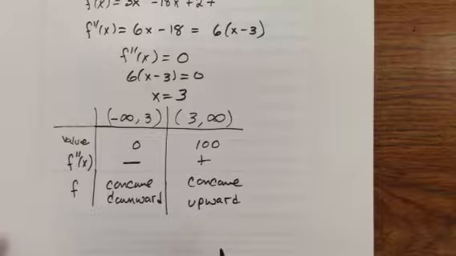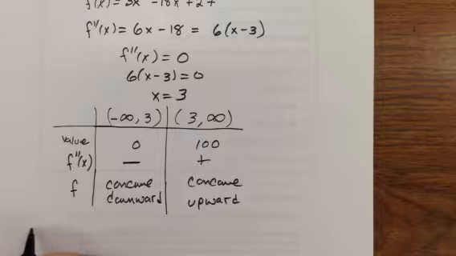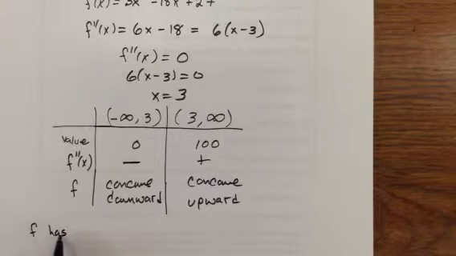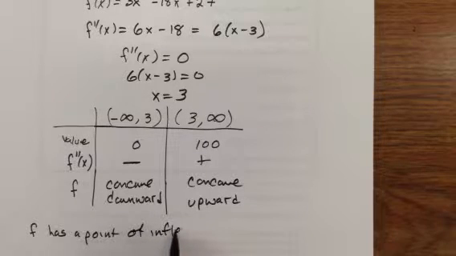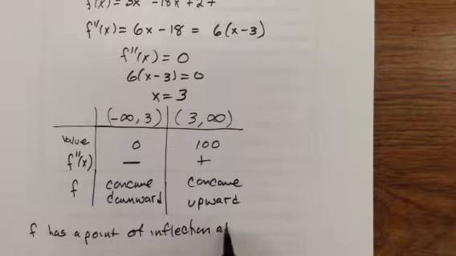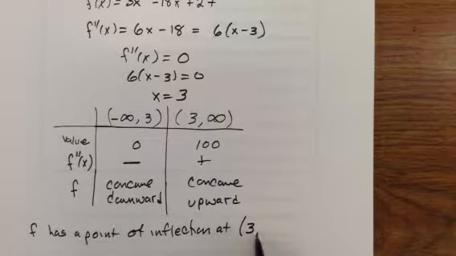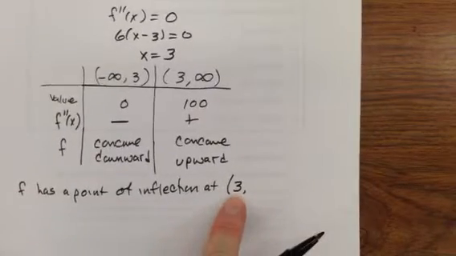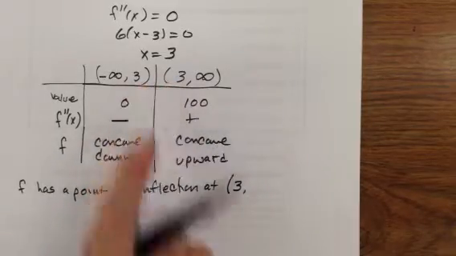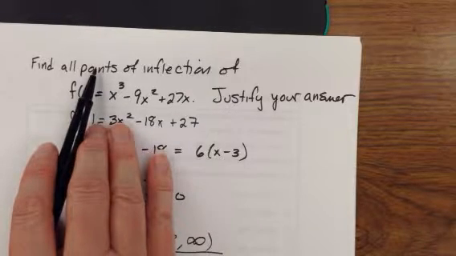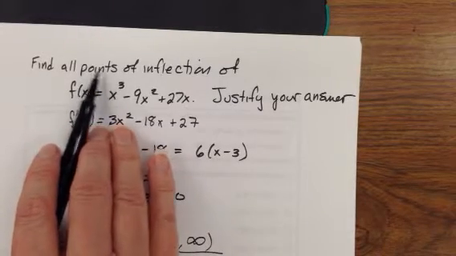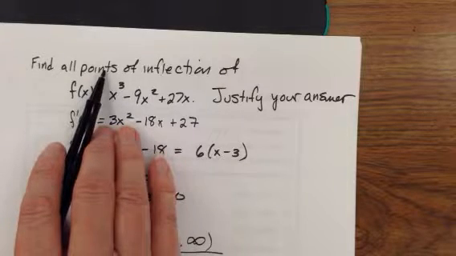We do need to state clearly what we have and what on this paper is justifying that statement. So here we go. Conclusion statements. F has a point of inflection at, now here's the kicker. We know the x coordinate only. We have an x coordinate, and when I look back at the original directions, it does not say find the x coordinates of the point of inflection. It says find the points of inflection. So I need a corresponding y coordinate for this x value of 3.